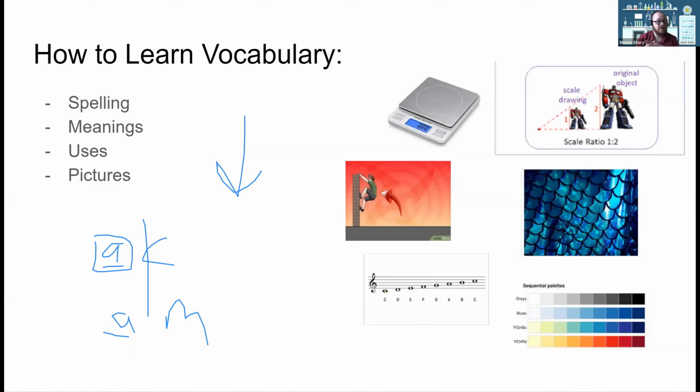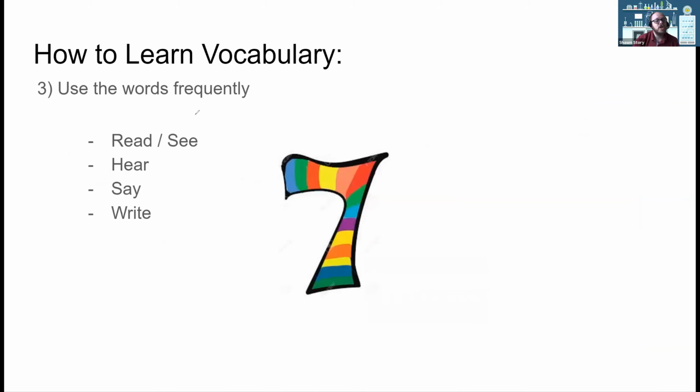Because you see it in those textbooks, right? I gave you the copy of that first page of each textbook. How many vocabulary words were there in that textbook? I mean, huge, right? So many. So that's tip number 2. Tip number 3, use the words frequently. Use them as often as you can.